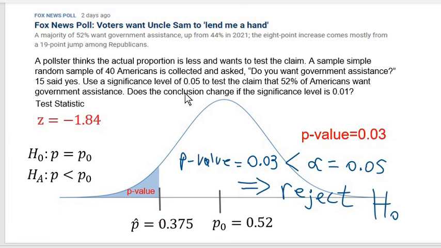It also asks, does the conclusion change if the significance level is 0.01? Well, if the significance level is 0.01, then the p-value that we have of 0.03 will not be less than that. It will be greater than that. So we can reject this null hypothesis at a 5% significance level, but we cannot reject this null hypothesis at a 1% significance level. So changing that significance level would actually change the outcome of this test.